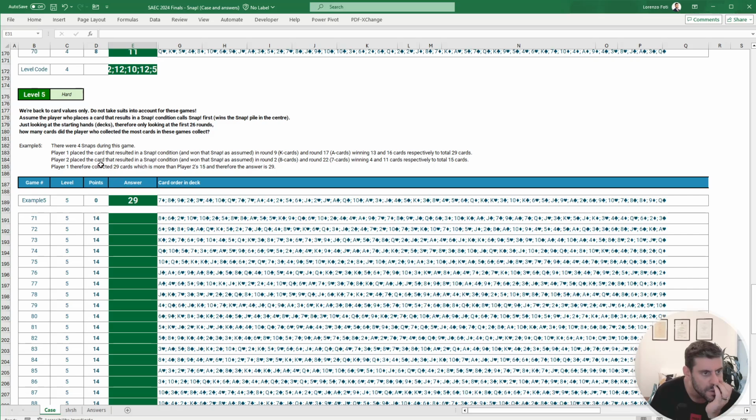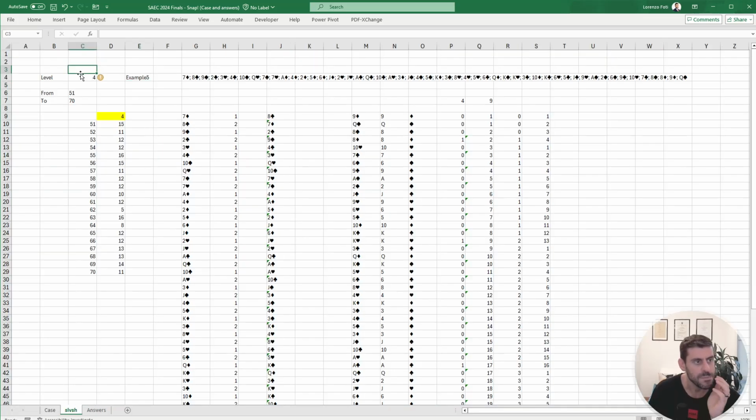Everyone plays the card that resulted in a snap condition in round 9. Play in round 2. In round 2, 4 cards. So I also need the player. She's here.